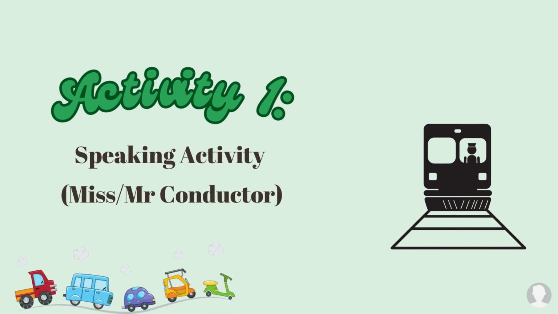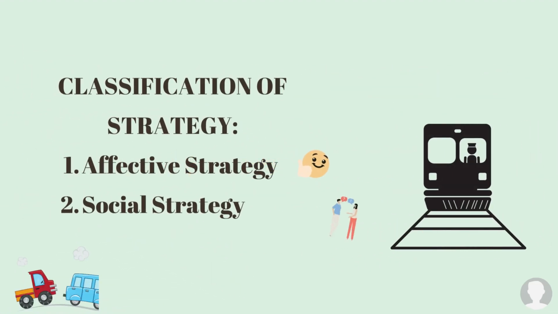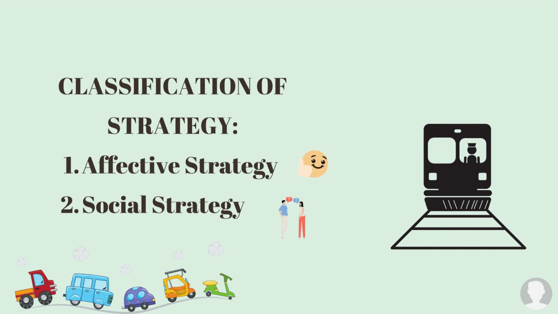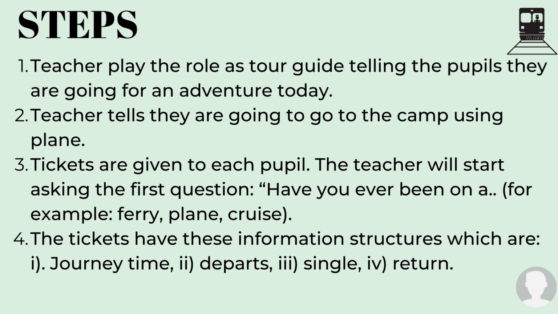The first strategy that I will introduce in this learning to learn module is a speaking activity called Miss or Mr. Conductor. This activity will employ two strategies, which are affective strategy and social strategy. Through affective strategy, the learners are able to be confident and motivated to speak with their friends. Besides that, it also integrates social strategy because they are able to do role play by asking questions and cooperate with their friends when they do turn taking. These two strategies are very helpful for intermediate to weak pupils. Next, we will go to the steps on how to conduct this activity.